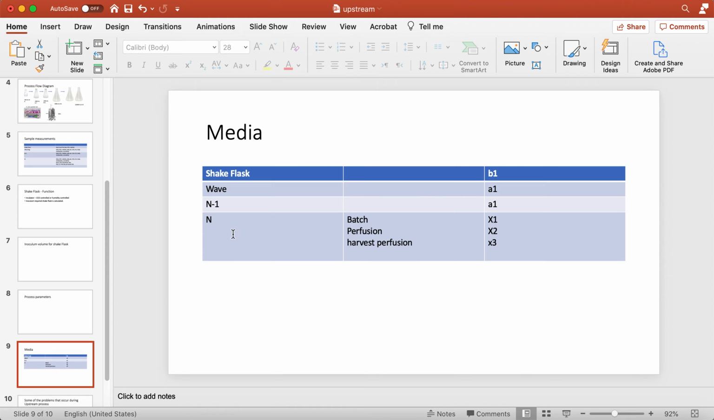Media. N has different media for batching perfusion and harvest perfusion. I listed it as X1, X2, X3. N minus 1 is complete. N minus 1 and Wave have similar media, so that is represented by A1 and A2. I'll go into more depth for Wave, N minus 1, and N.